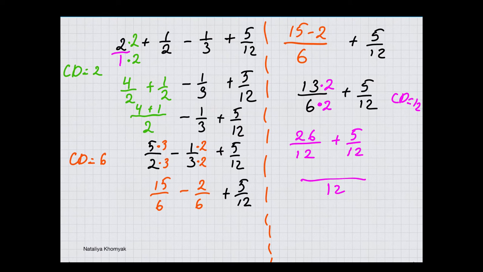So the whole thing is out of 12. 26 plus 5, 31 out of 12. That's our answer. Now you can convert this into a mixed number. So 12 will go into 31 two whole times. 12 times 2 is 24. 31 minus 24 will give us a remainder of 7. That's all.